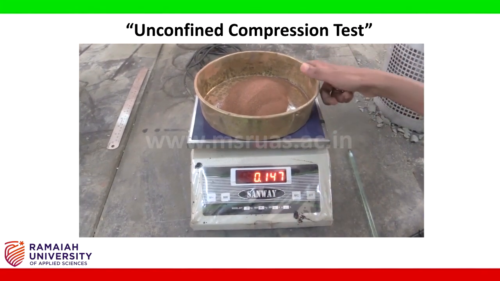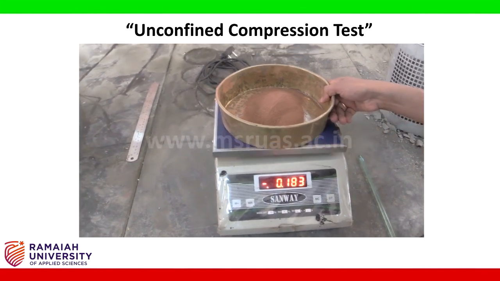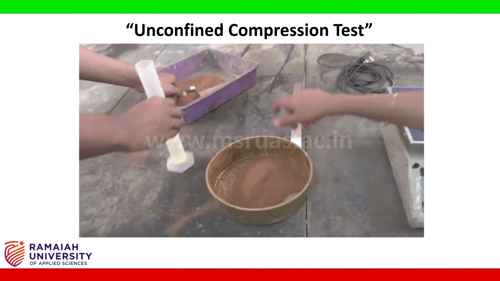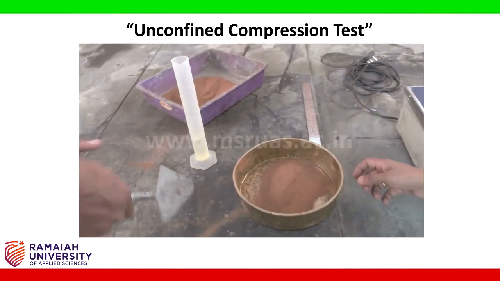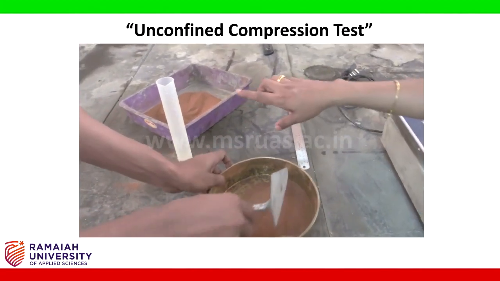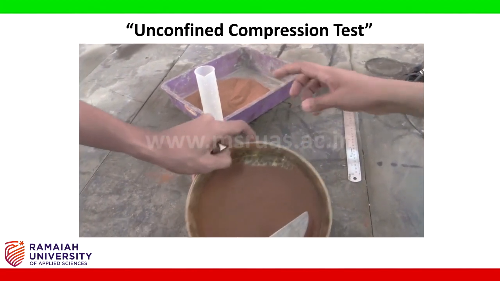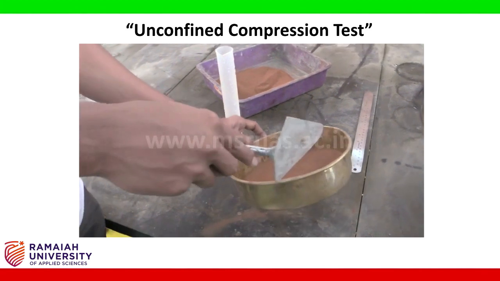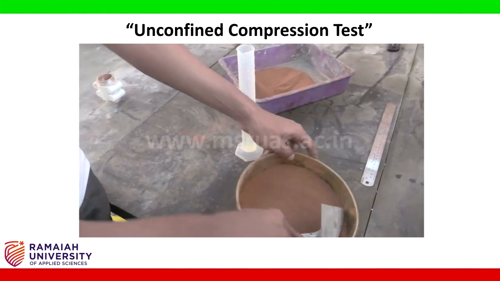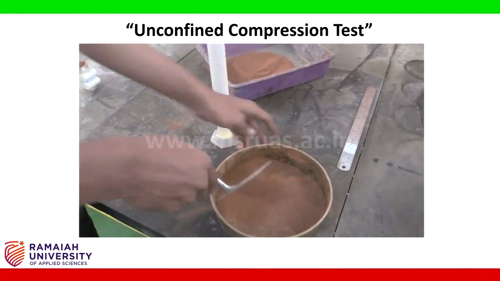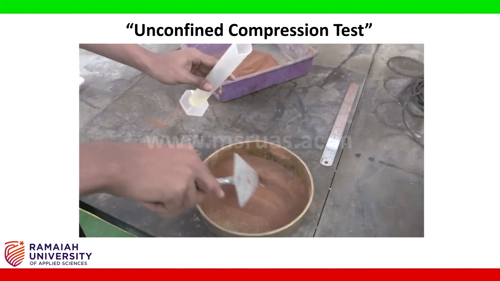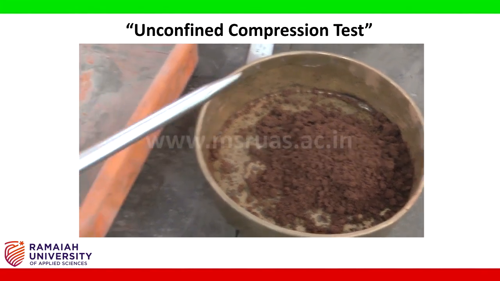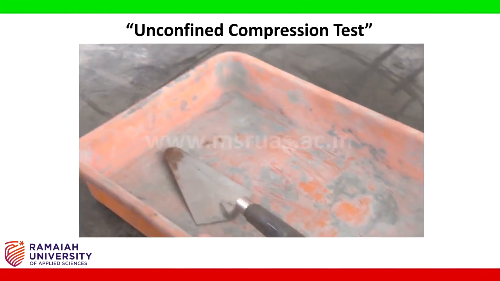Now we will mix this sample with water. Take around 20% of the weight of the soil as water, pour it into the sample and mix it thoroughly. After mixing the soil properly, now we can fill the soil sample into this mold.